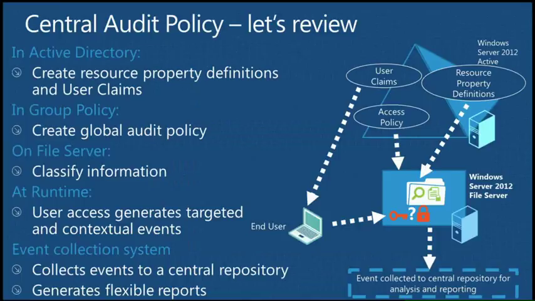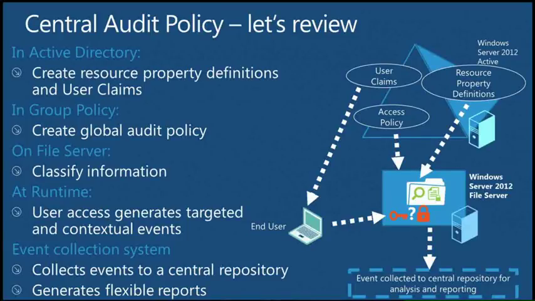All right. So central audit policy, real quick. We still use resource properties and user claims in Active Directory. That hasn't changed. Exactly the same thing. We use group policy to create a global audit policy that can be used everywhere. And note, in the past, the concept of a global audit policy was nice because you could create an audit policy, but you turned on audit for the whole machine. Here we're saying we only turn on audit for a small part of the machine, small chunks of files. And we can define a series of global audit policies that work together. So we have one audit policy for high-impact files, another audit policy for credit card information, etc.